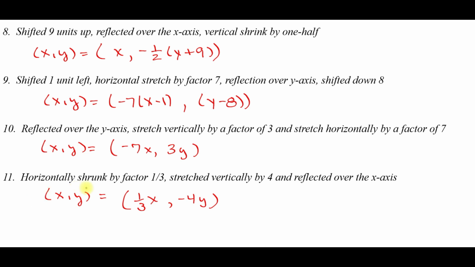And then this last one, we have a horizontal shrink by a factor of 1/3, so the 1/3 is going on the x. Vertical stretch by a factor of 4, so the 4 is with the y, and then reflection over the x-axis, so that's going to be a negative on the y. So remember, reflection over the x-axis is a vertical flip, so the negative is going on the y-coordinate.